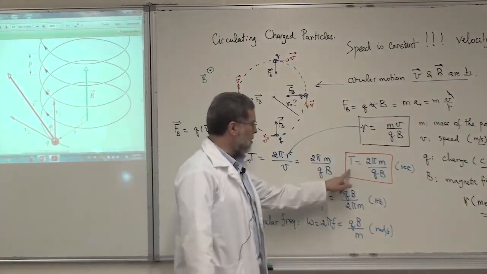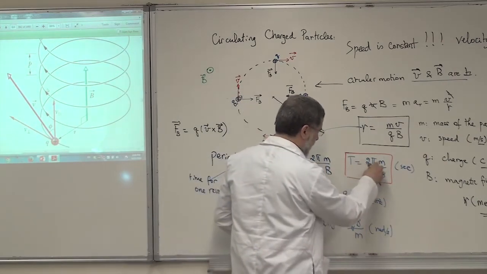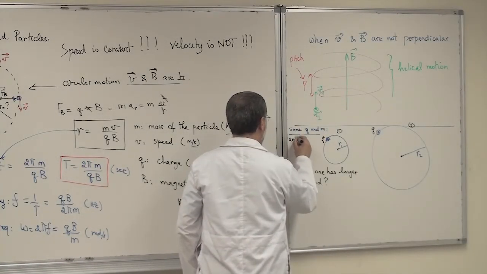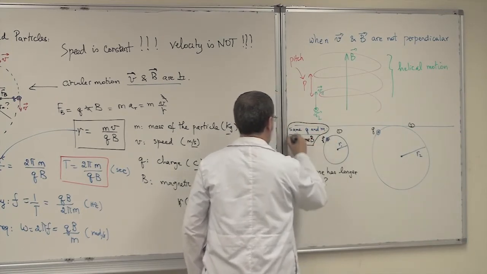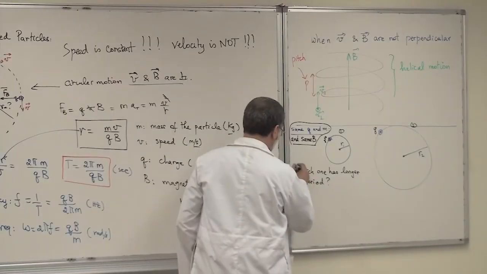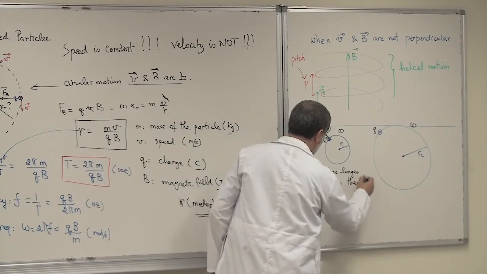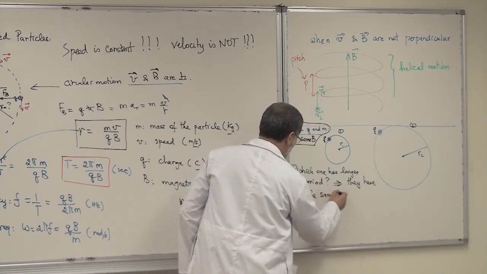If you look at the equation for the period, it says 2 pi m over QB, and also they are in the same magnetic field. Same charge, same M, and same B. So everything is the same here: the mass, the charge, and the B. Okay. So the question is, which one has longer period? The answer is what? They have the same period. They have the same period.